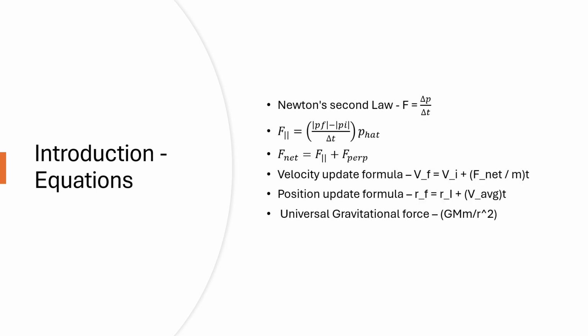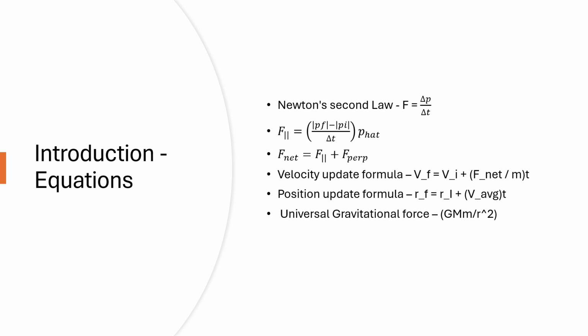celestial system. In this lab, the important equations to remember are Newton's second law, which states that the force is equal to the change in momentum divided by change in time. This equation relates the net force to the change in momentum, which can be broken into parallel and perpendicular components to account for changes in speed and direction. The velocity and position update formula allows us to calculate an object's motion over time using the net force, which will allow us to calculate the motion of the starship.